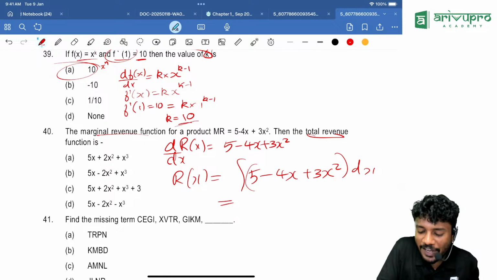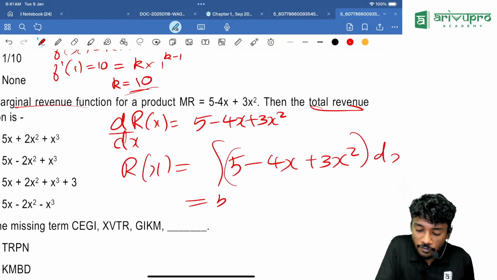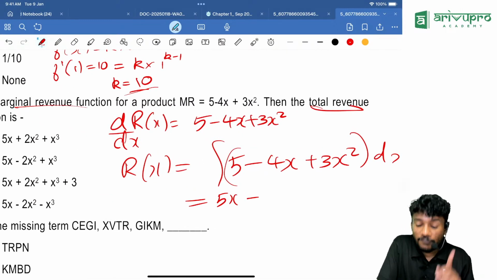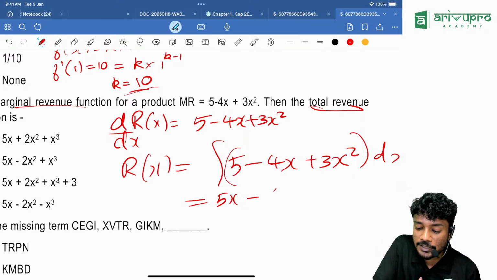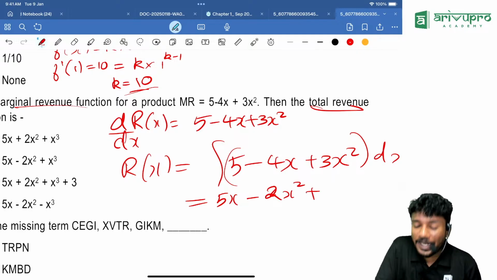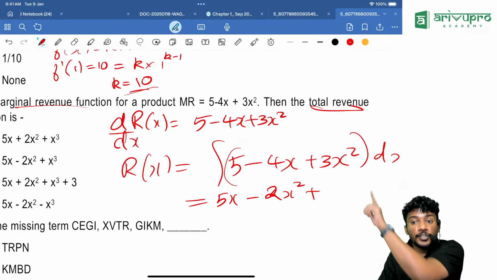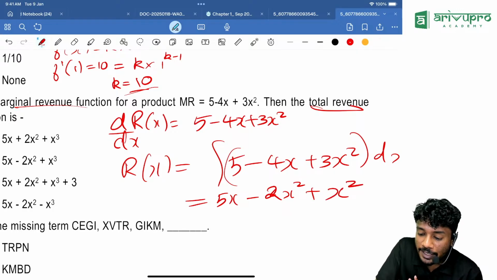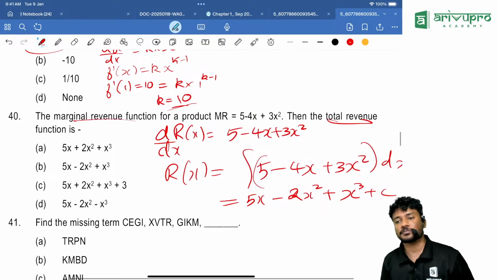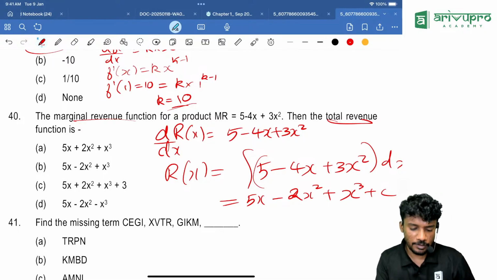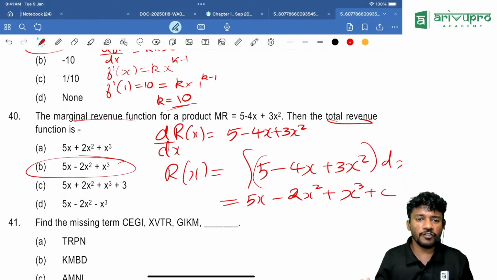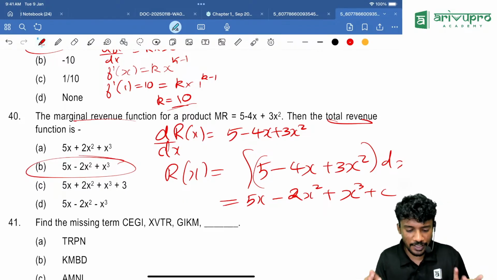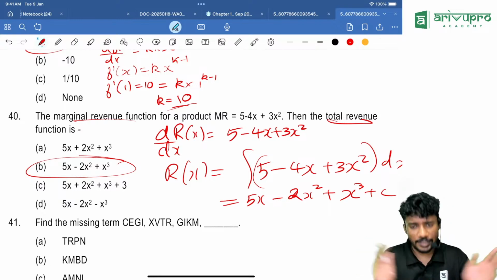So the integral of 5 dx is how much? 5x minus the integral of 4x, which is 4x square divided by 2. That will be how much? 2x square plus 3 into x cube divided by 3. How much is it? x cube plus c. What is the answer? Option B. We can go for B because we don't have anything else. Yes, it is correct, right? Yes, it is correct.